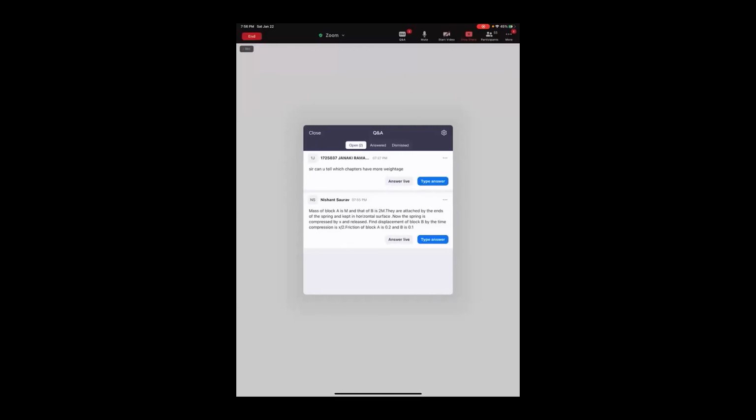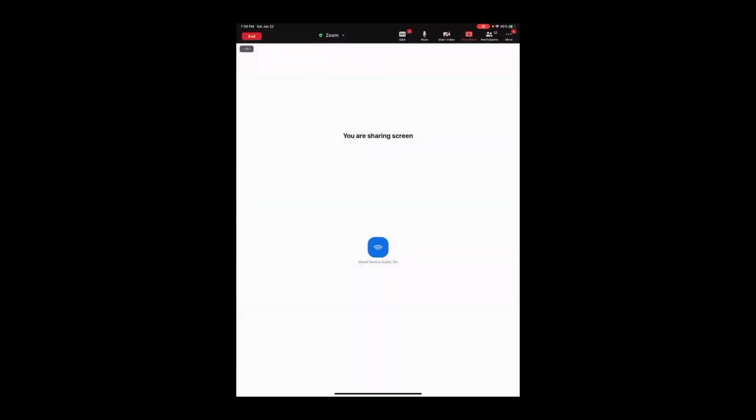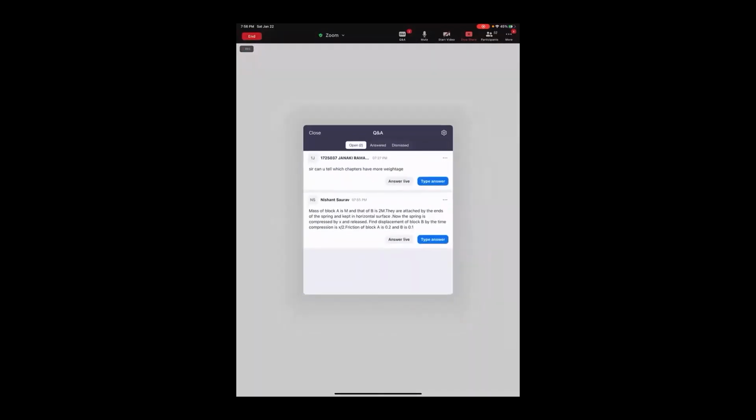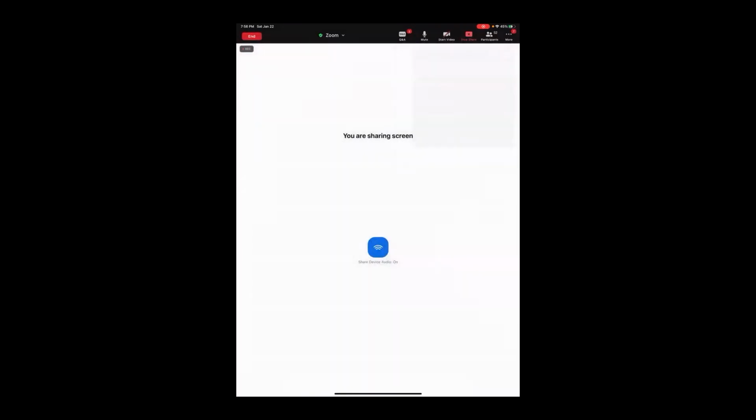Now, you haven't mentioned K in this one. How can you say whether they are moving or not? Whether they are slipping or not? You haven't mentioned the K value, the spring constant. Nice one. Sure. Let me discuss this question first.